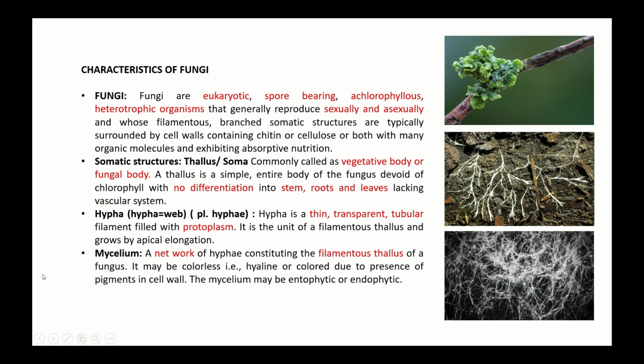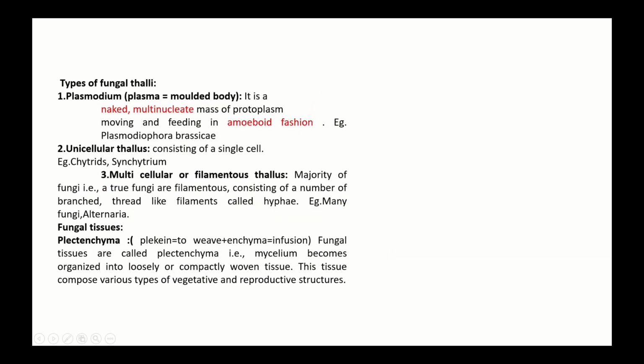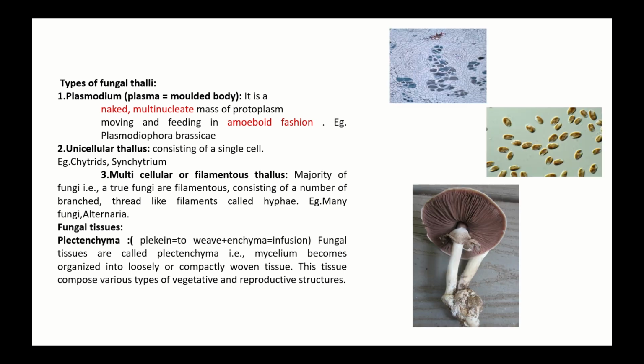What do you mean by mycelium? Mycelium is a higher version of hypha, which looks like a net-like structure or filamentous thallus. It is known as mycelium. Next are the types of fungal thalli. First is the plasmodium, second is the unicellular thallus, and third is the multicellular thallus. Plasmodium, plasma means molded body. It molds into an actual body.